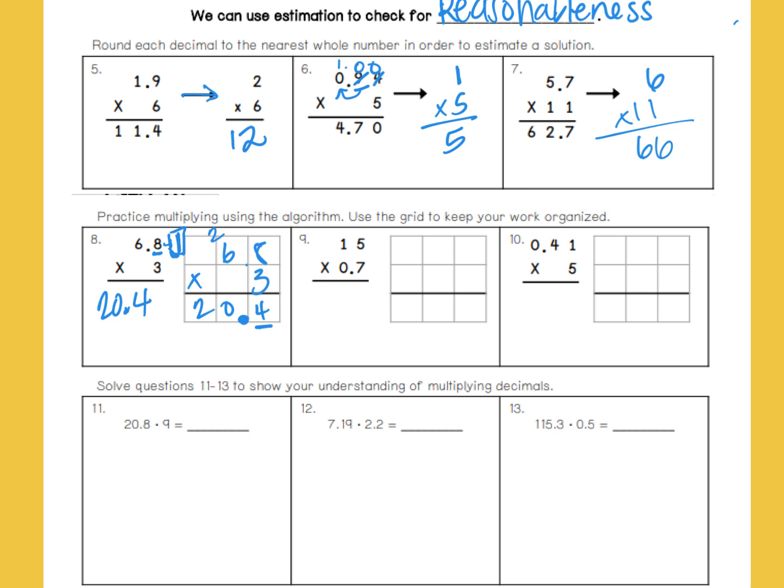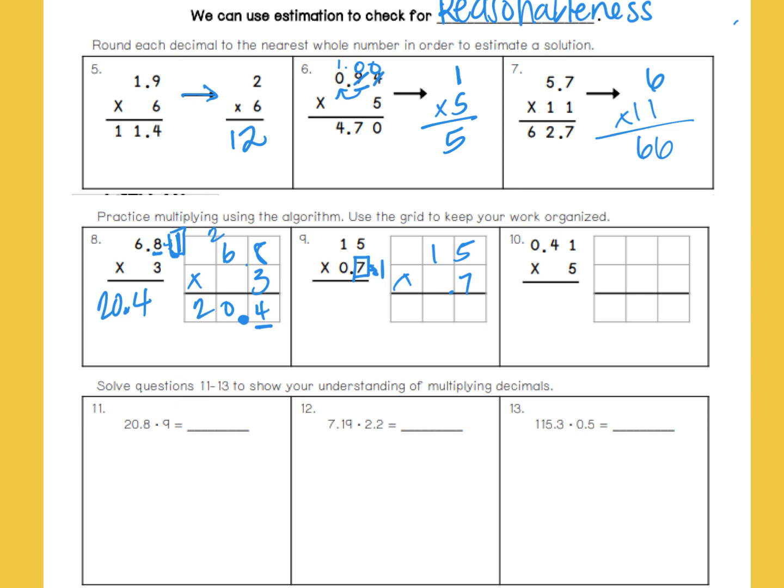Now I'm going to work on number 9, and the first step is always to count how many numbers I will need after my decimal place in my solution. So in the number 15, there are no decimals, but in 0.7, I have 1 number behind my decimal. That means I'm going to need one number behind the decimal in my solution. So 15 times 0.7. Remember, you do not have to line up the decimals when you multiply. And now I can multiply just like normal.